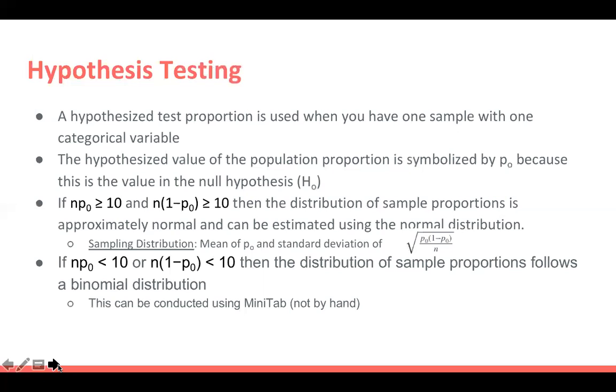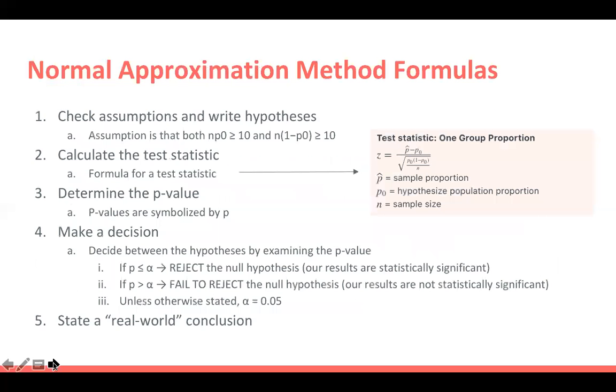So if we do not meet our assumptions, if our successes and failures are less than 10, then for the distribution of sample proportions we would use a binomial distribution. But we're not going to go over that in this. We're just going to go over if you do meet your assumptions.